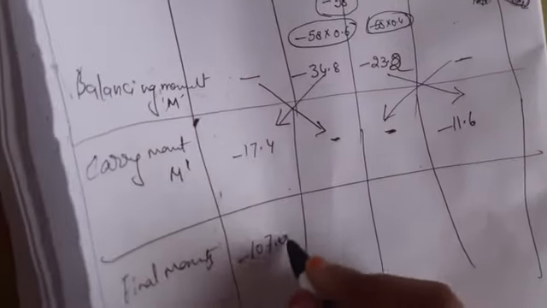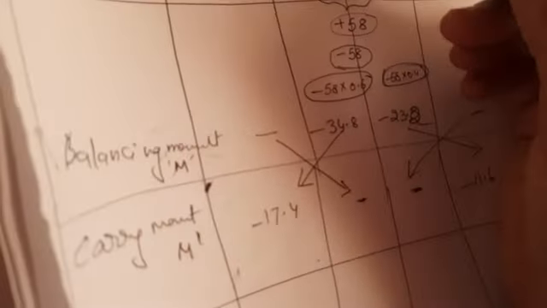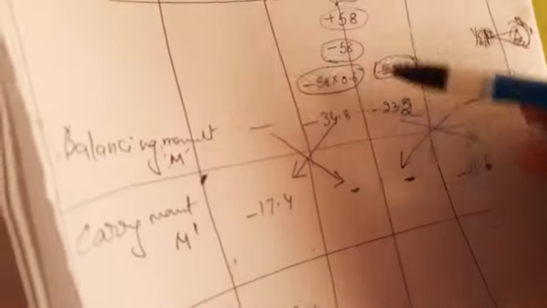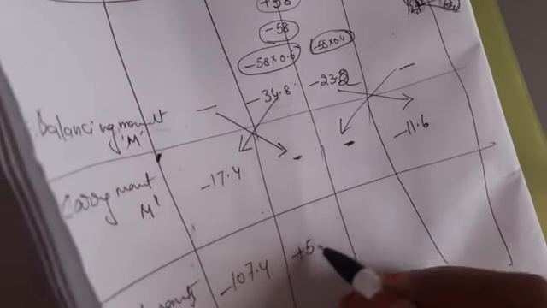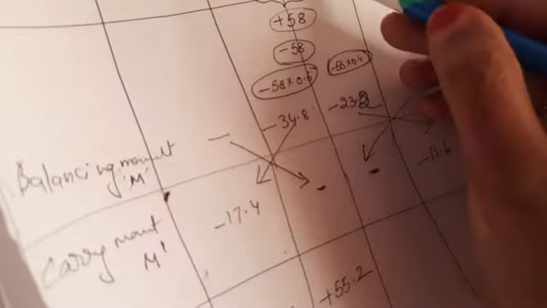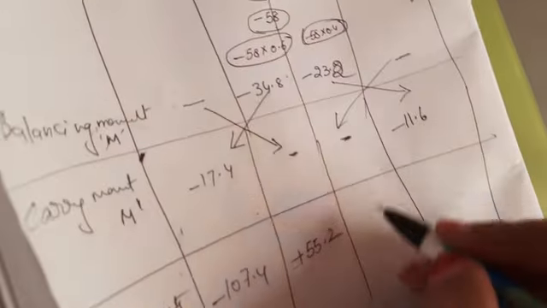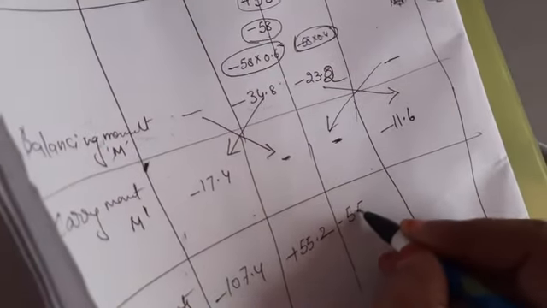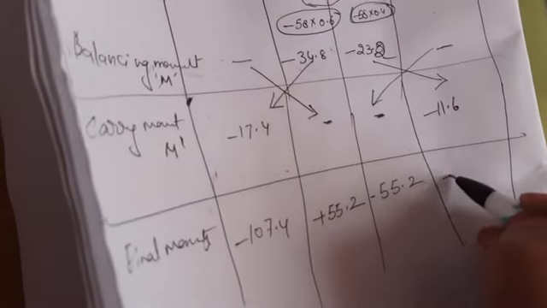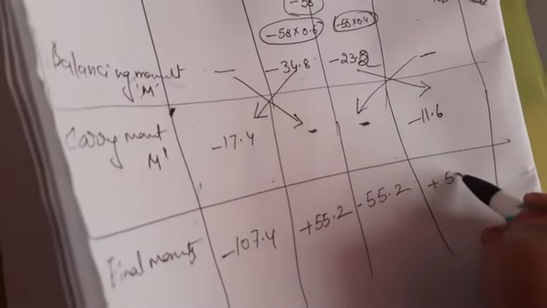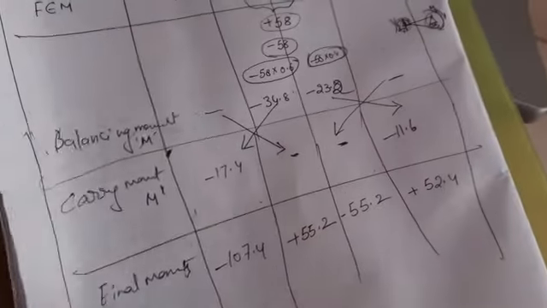Here I get the first value -90, -17, then I will get -107.4. For BC I will add all the values. Fixed end moments: 90 - 34.8 means I will get +55.2. Here -32 + 23.2 means here also I will get the same -55.2. The next CB value is +64 - 11.6. Then I will get +52.4. These are the final moment values.